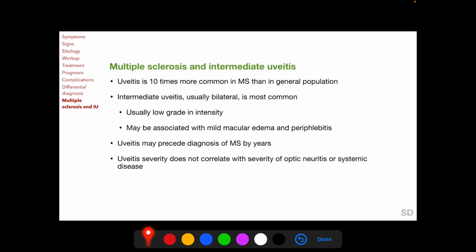Multiple sclerosis is closely associated with intermediate uveitis, and uveitis is 10 times more common in multiple sclerosis than in the general population. Intermediate uveitis, usually bilateral, is the most common form in multiple sclerosis, and it is usually low grade in intensity and may be associated with a mild macular edema and periphlebitis. Diagnosis of uveitis may precede diagnosis of multiple sclerosis by years, and severity of the uveitis does not correlate with severity of optic neuritis or other neurological involvements in multiple sclerosis.